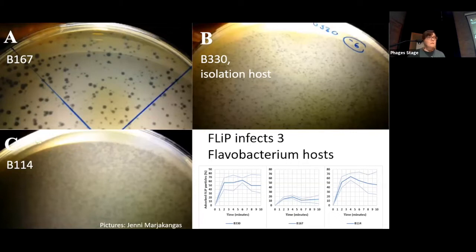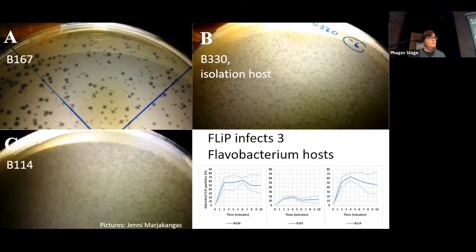Whereas in the other bacteria, the B114 flavobacterium, which is isolated from Lapland, there flip prefers to infect the older cells. So it produces plaques more efficiently when the bacterial cells have been cultured just overnight and not diluted before the assay. Although in B114, usually these plaques remain quite turbid.